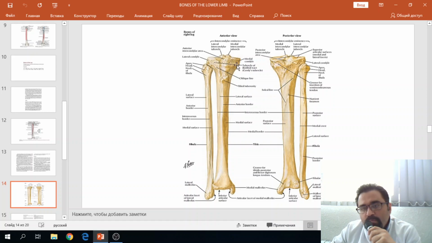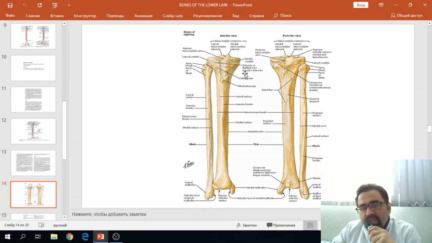These are sometimes called the plateau. As you can see, the plateau, the medial and lateral condyles of the tibia. This is the lateral condyle and this is the medial condyle. Then there is a raised part which is called the intercondylar eminence. Lateral intercondylar tubercle, medial intercondylar tubercle.